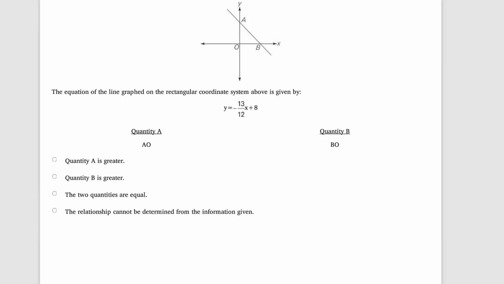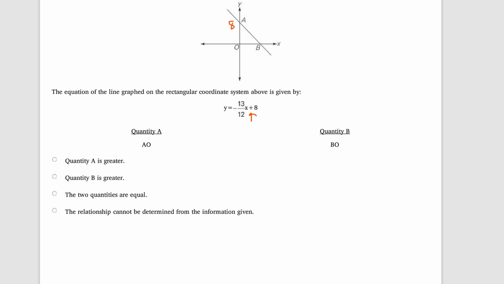The equation of the line graphed on the coordinate system above is given by that. How do we find A? A, remember, is the y-intercept. How do you find the y-intercept? You make x 0. We talked about this earlier. If x is 0, the fraction cancels and we get 8. So we know that is 8 up.